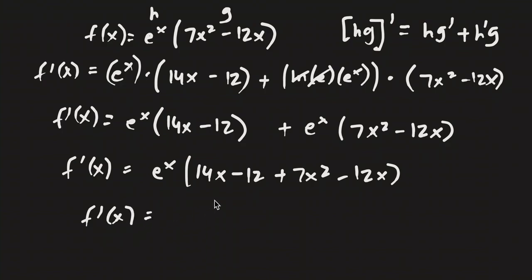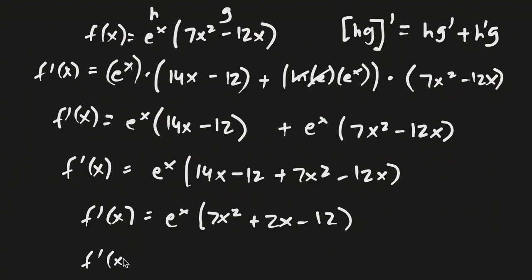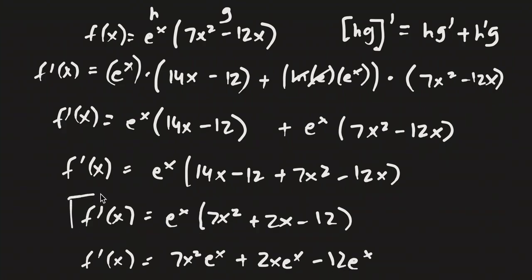So f prime of x equals e to the power of x times, so 14x minus 12x is just 2x. But first let's write the 7x squared, the highest power. So 7x squared plus 2x minus 12. This is technically your answer, but if you wanted to, you could also distribute the e to the power of x and make it 7x squared e to the power of x plus 2x e to the power of x minus 12 e to the power of x. However, I like this answer better since it's just much neater and much better looking.